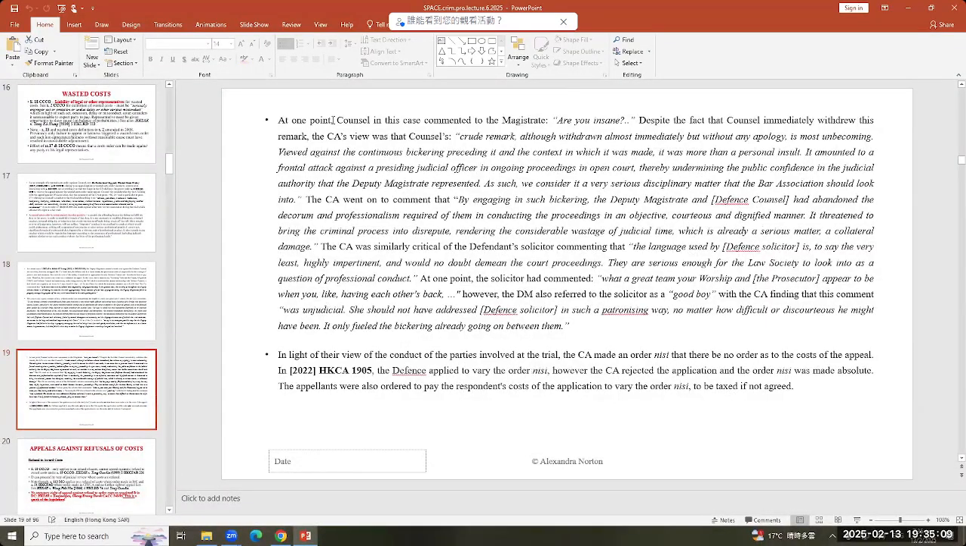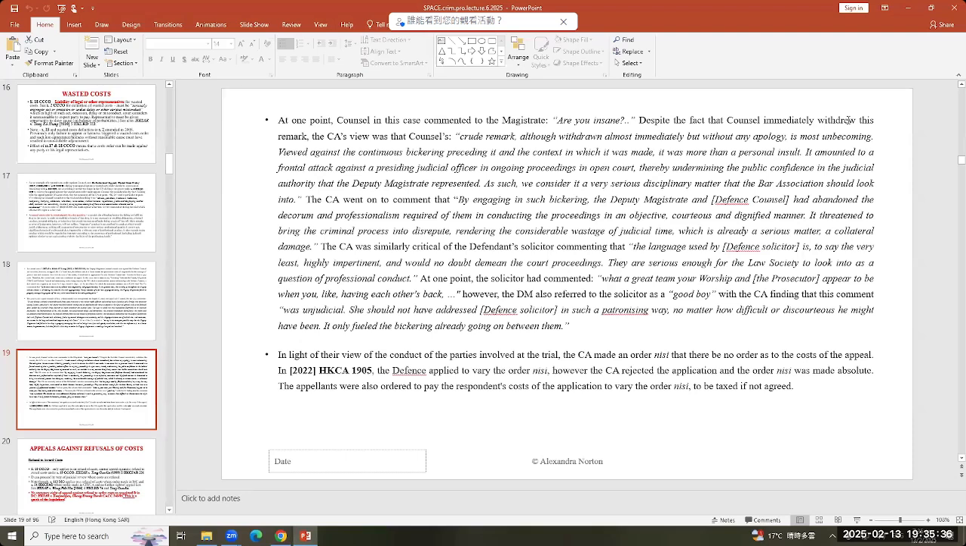At one point, defense counsel said to the magistrate, "Are you insane?" And the court took particular offense to that, because obviously it's not just a personal insult, it's an insult made in open court against a judicial officer. So based on that, even though the defense counsel immediately retracted it, he actually didn't apologize, and they ended up recommending that he be referred to the barrister's disciplinary tribunal.